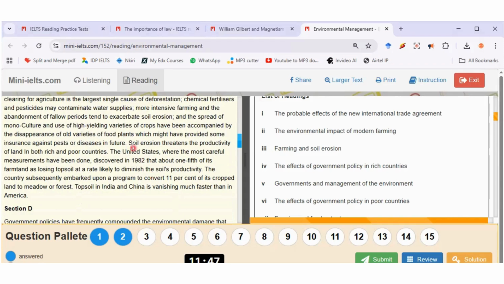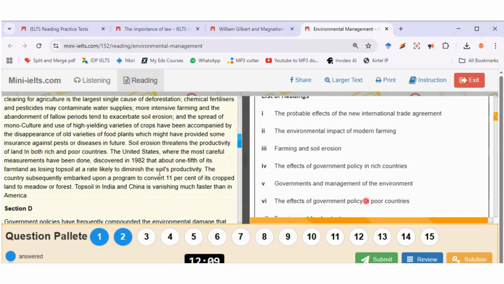Pay attention now. Soil erosion threatens the productivity of land in both rich and poor countries. Poor countries. Look at poor countries here, number 6. But they are not talking about effect of government policy. Okay? They are talking about what? The effect of, what's it called? Soil erosion. So you cannot pick number 6 for it because you are seeing poor countries.